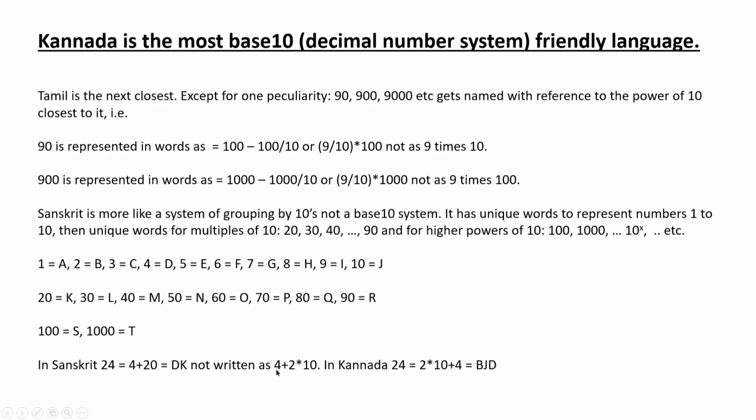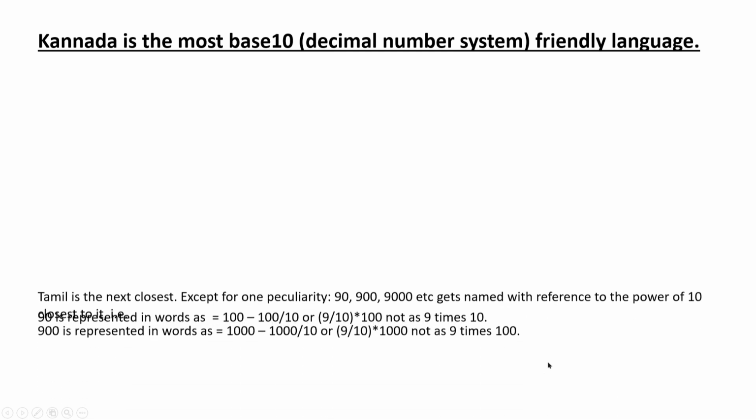And it's not written as in the proper decimal format, 4 plus 2 into 10. In Kannada, 24 is written as 2 into 10 plus 4, BJD, as we saw earlier. This is the perfect decimal notation. So this is reverse decimal, where the least significant digit is first. Here the most significant digit will be first and then followed by least significant.